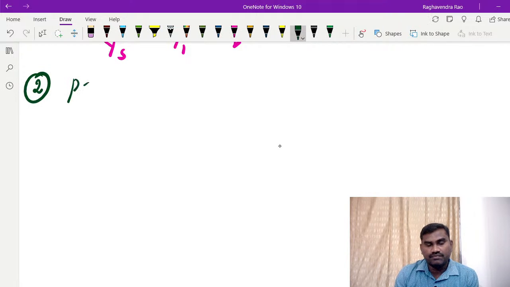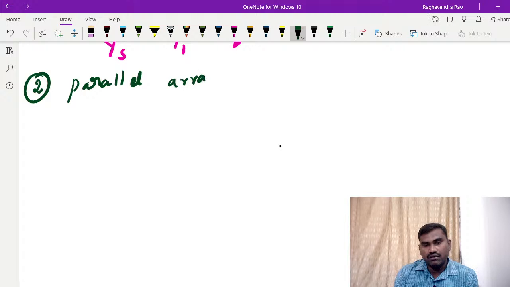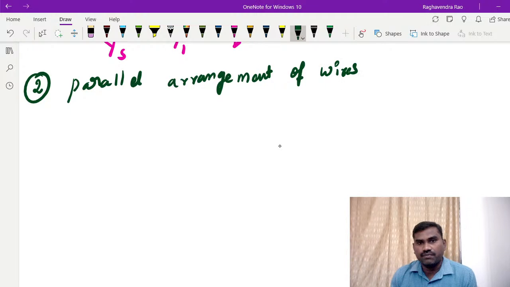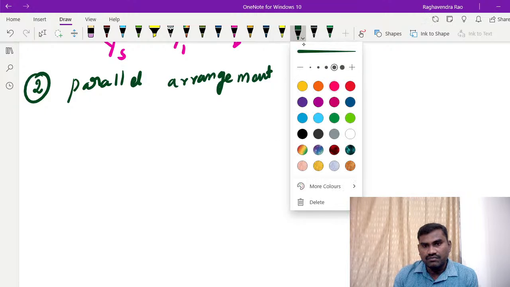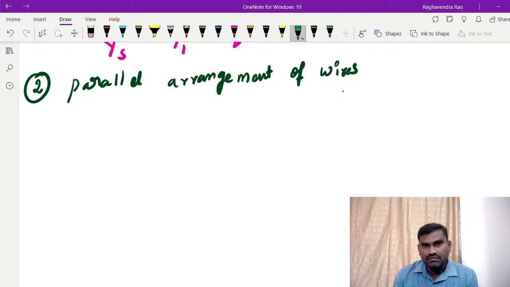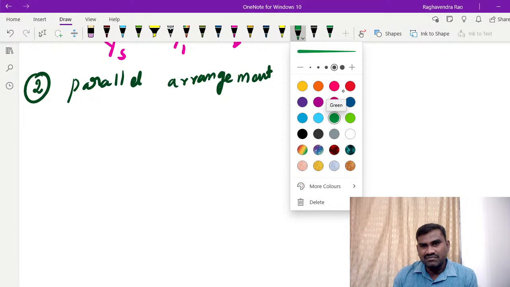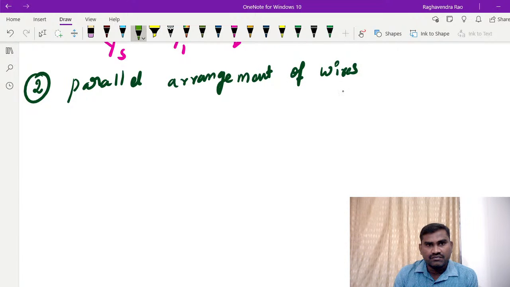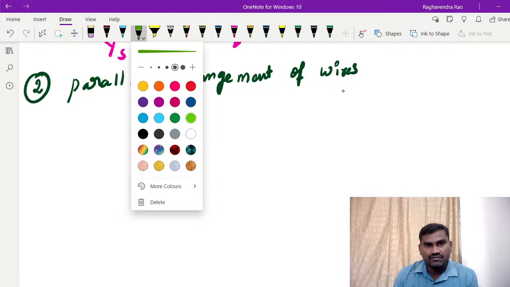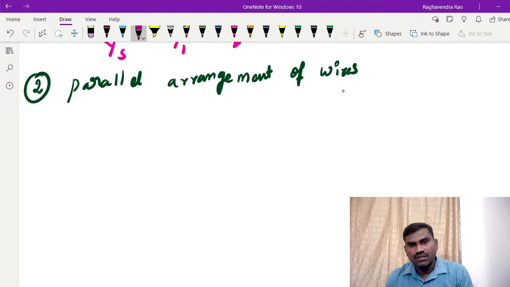Next, second one. Parallel arrangement of wires.